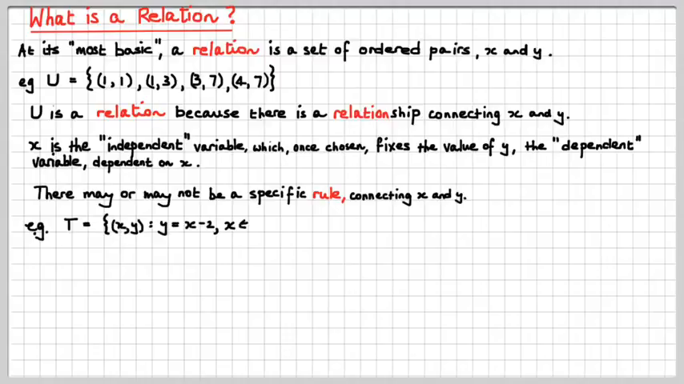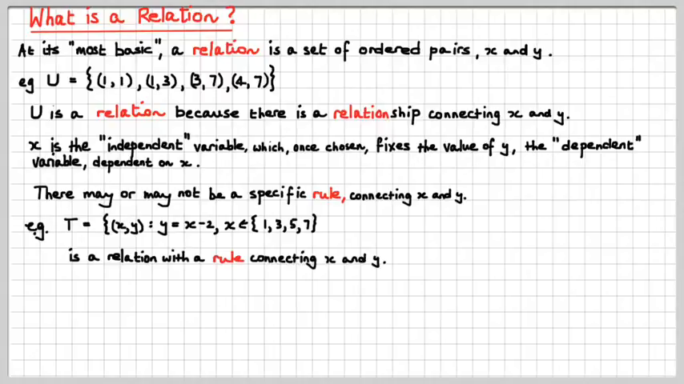Now, here's another one for you. The set of numbers T, which consists of (x, y) such that y is x minus 2, and x can take the values 1, 3, 5 or 7. That is a relation with a rule connecting x and y. Here's the rule. Come up with the value of x, pick a value out of the box over here, and once you pick that x value, y is determined. Get it? Good. So U has no such rule evident, as you can see. It looks to be a bit of a mystery as to how you get those y's from the x's, at least we don't know what it is.